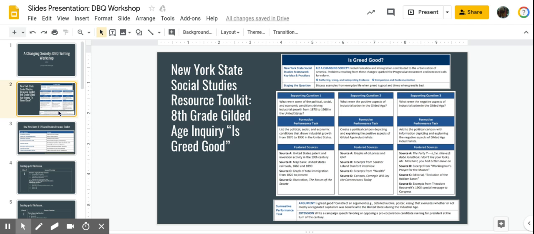So I chose the Social Studies Resource Toolkit 8th grade Gilded Age inquiry, and the question is, greed good? So this gives you a basic outline of how the activity would work. It's suggested to do it over multiple days, and it has a supporting question for each set of documents and then a formative assessment at the end of each of those. And that prepares you for the culminating activity, the summative assessment at the end.